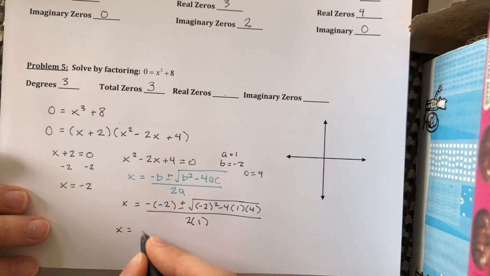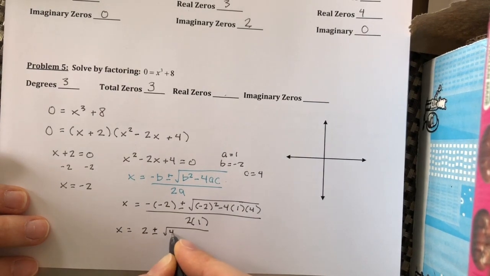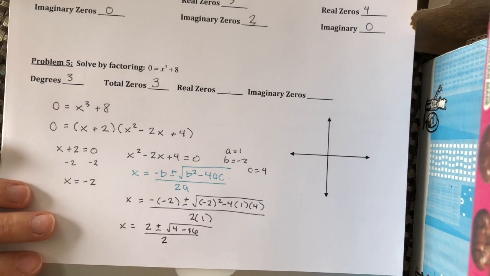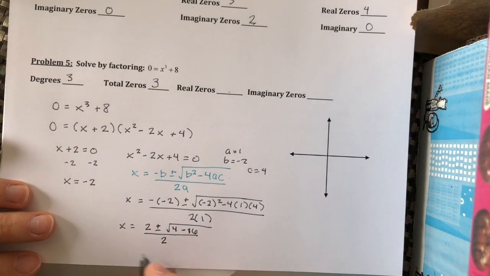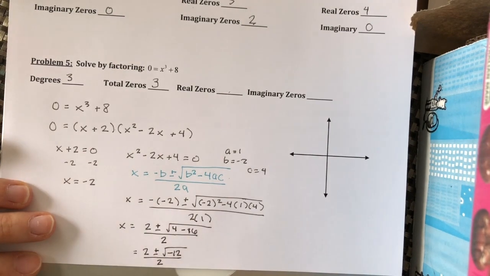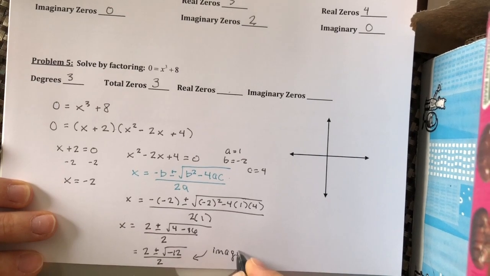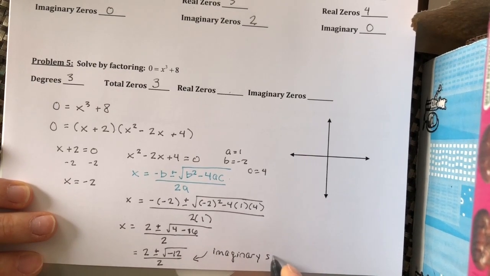Okay, let's simplify that a little bit. So I'm getting 2 plus or minus the square root of 4 minus 16, all over 2. Uh-oh, take a look at that. 4 minus 16, that's -12. If we have a negative inside of a square root, that means we're going to get imaginary. These are imaginary solutions.